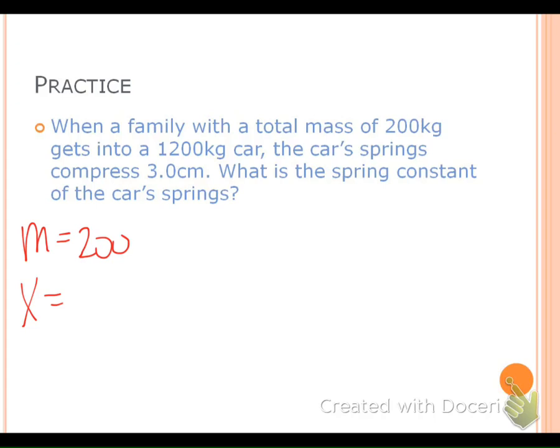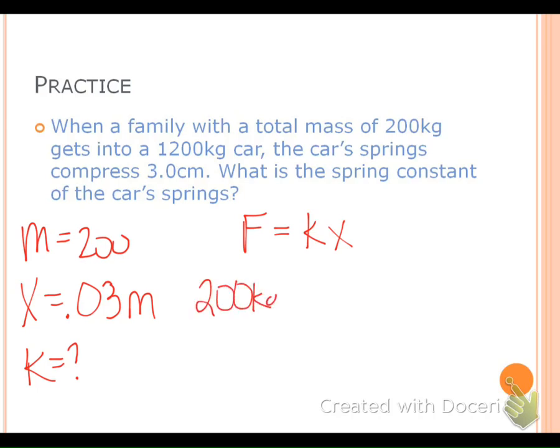Our x is 3 centimeters, which is 0.03 meters. And we're solving for k. So we know force equals k times x. The force is going to be our gravitational force, which is 200 kilograms times 9.8 equals k times 0.03.